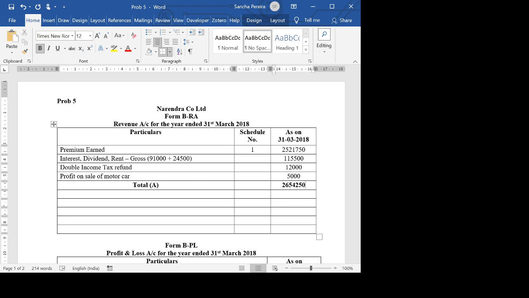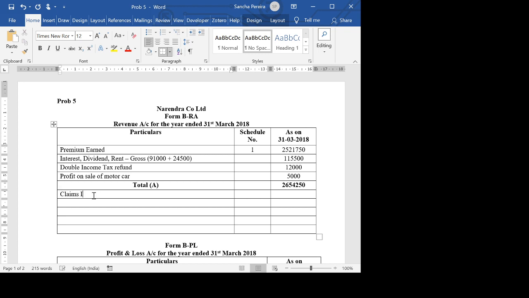If that statement was not there, that everything is related to marine insurance business, I would have taken all this in the profit and loss account and shown it as an income. If nothing is mentioned, then you have to make an assumption whether it's related or not related, and then write a small statement below the problem that you have assumed it to be related or not related.